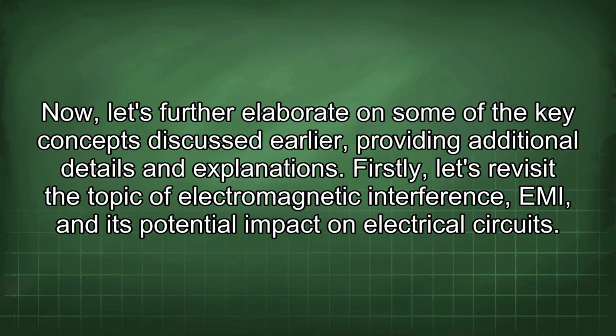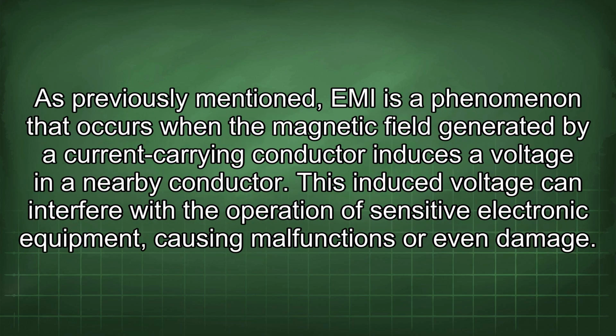Now, let's further elaborate on some of the key concepts discussed earlier, providing additional details and explanations. Firstly, let's revisit the topic of electromagnetic interference, EMI, and its potential impact on electrical circuits. As previously mentioned, EMI is a phenomenon that occurs when the magnetic field generated by a current-carrying conductor induces a voltage in a nearby conductor. This induced voltage can interfere with the operation of sensitive electronic equipment, causing malfunctions or even damage.